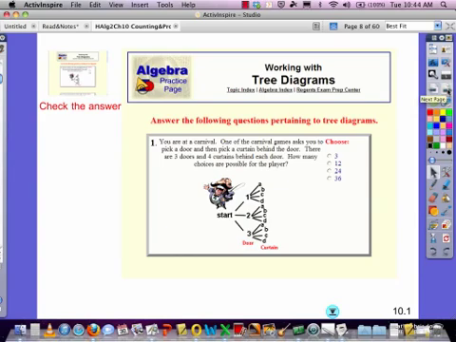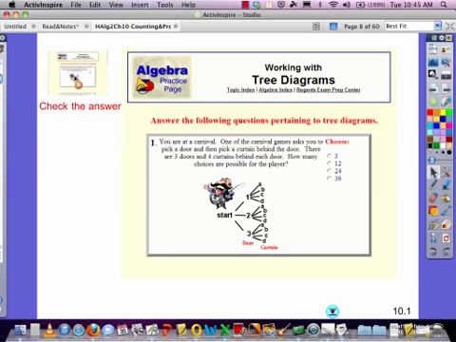As an example, when we talk about tree diagrams, you can see in this first question that you're at a carnival. One of the carnival games asks you to pick a door, and then pick a curtain behind that door. There are 3 doors, 4 curtains behind each door. How many choices are possible for the player? This representation here we'd like to call the tree diagram. You would start with 1, 2, 3 doors. From each of those doors, there's a choice of 4 curtains. So one could be door 1 with A, B, C, D, then door 2, A, B, C, D. So there's really 12 possibilities here. 3 times 4, or 12.